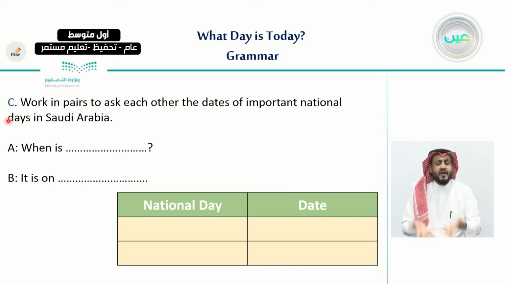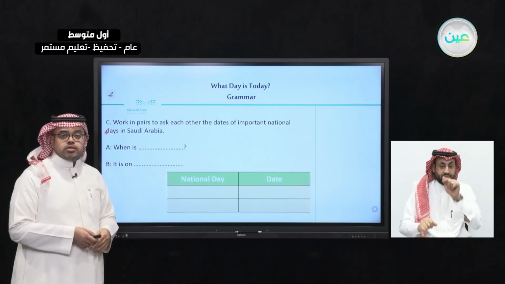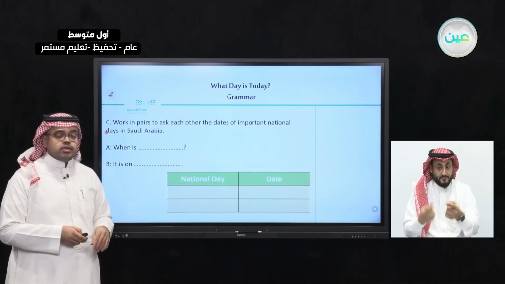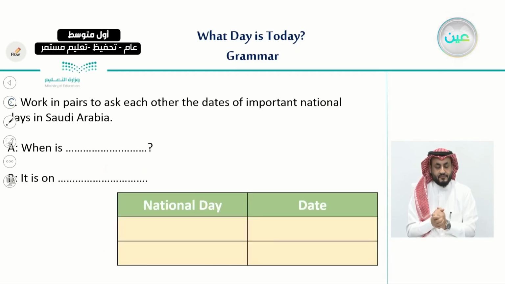Or when is Eid al-Adha? And the answer should start with, it's on, and then he mentions the date. For example, he must mention the month first and then the day. As we can see here, the answer should start with the month first and then the day. For example, when is Eid al-Fitr? It's on Shawwal the 1st.